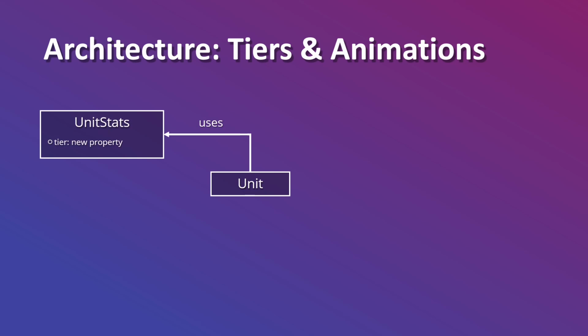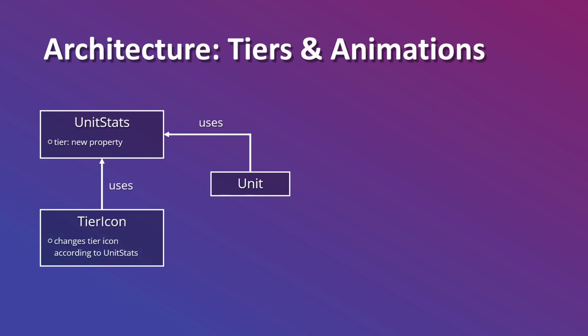The first thing we want to do is to change our unit stats resource. We'll introduce a new property called tier, which will be an integer. Then we'll create a new scene called TierIcon, which relies on having access to a unit stats resource. This tier icon will have one function only, namely changing the tier icon according to the number we'll have in the unit stats resource. Units can have 3 different tiers, each of those with their own icons.